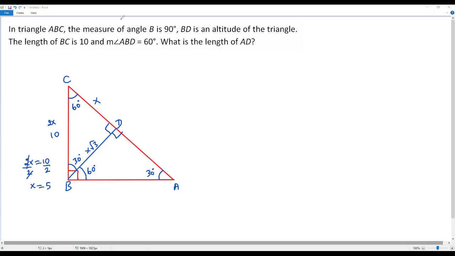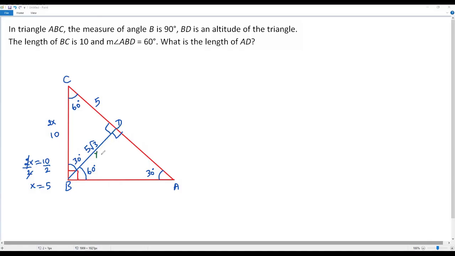Okay, here I got the value of X. Let's replace X by 5. The length of CD is 5. The length of BD is 5 times square root of 3. Okay, now let's consider the right triangle ABD over here. So this is also a 30, 60, 90 special right triangle. And the side which is opposite to the smallest interior angle 30 degrees is the shortest leg. So this BD is the shortest leg.